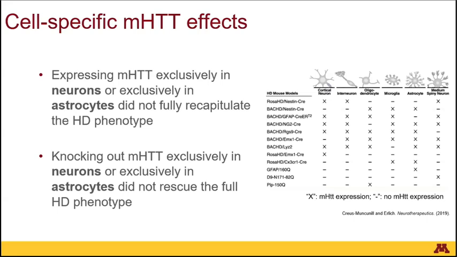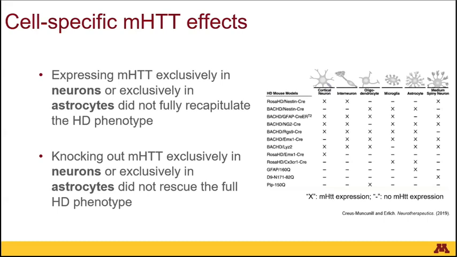Expressing mHTT only in astrocytes also only recapitulates part of the HD phenotype. Those mice showed lower body weight and some motor deficits. But it also produced the transcriptional changes seen in HD astrocytes that cause astrocytic dysfunction, indicating that that part of HD could be cell autonomous.